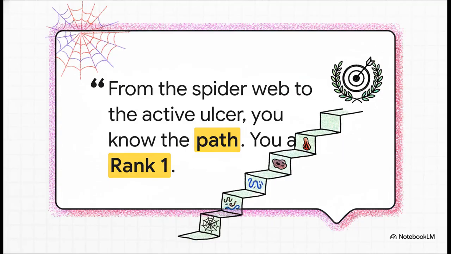So that's it. You've walked the entire path, all the way from that first little spiderweb to the active ulcer. You don't just know a list anymore. You actually understand the story. The venous staircase should be crystal clear in your mind now.